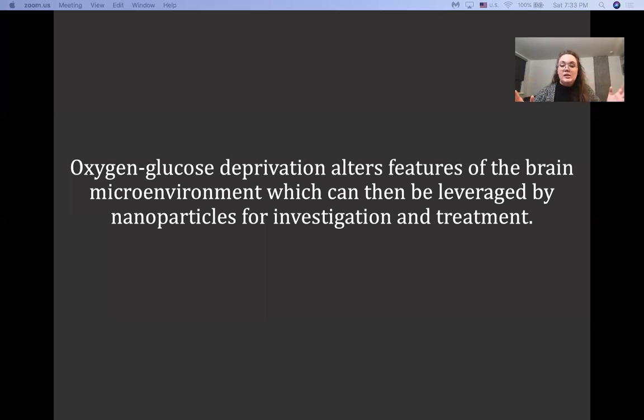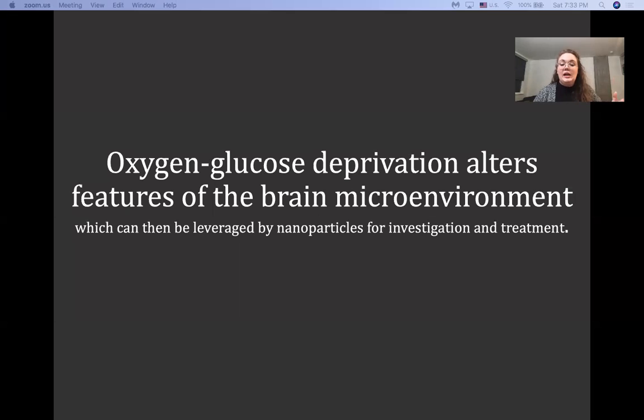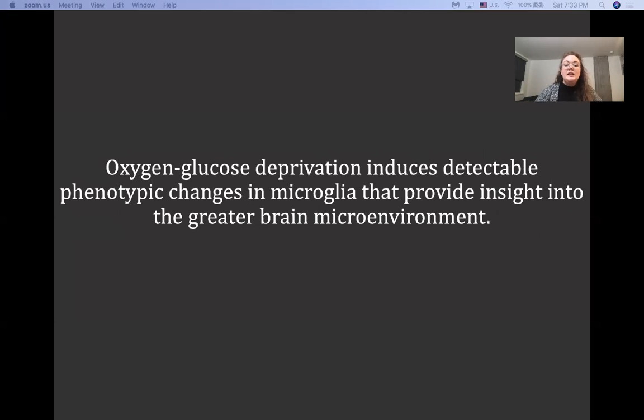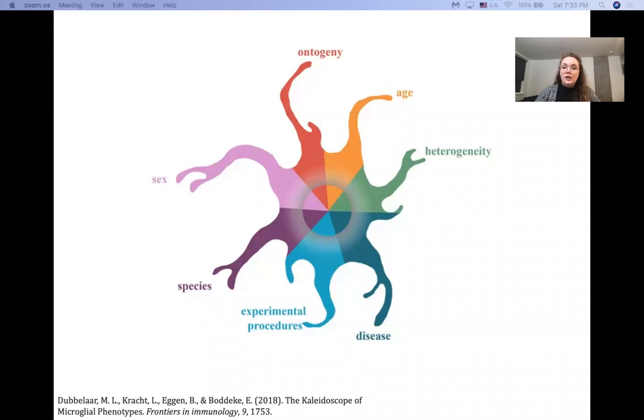So when we talk about this bigger hypothesis, because of its complexity, we're actually able to break it up. And I have a hypothesis that falls into this first category, that oxygen glucose deprivation actually induces detectable phenotypic changes in microglia that provide insight into the greater brain microenvironment. It's been known for a while that microglia phenotypically change in response to many factors, such as those pointed out by Dubillard and Frontiers in Immunology, including age, brain region, and disease, amongst others.